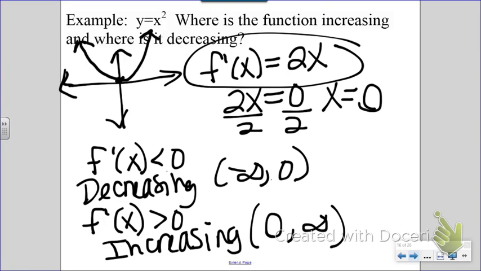Look at the graph up here. We can see that it goes decreasing up to 0, then you have a minimum, and then from 0 to infinity, it's increasing. So remember that we're describing the behavior of the function by using the derivatives.